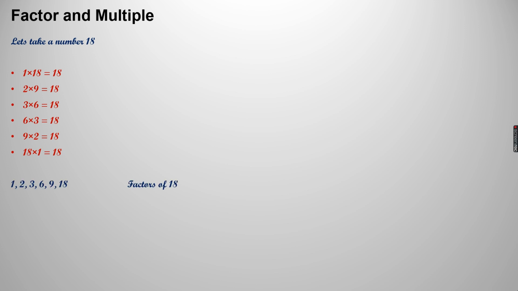Now, what is a factor? Let's take an example of number 18. You can write 18 as 1 into 18, that's equal to 18. You can say 2 into 9 is 18, 3 into 6 is 18, 6 into 3 is 18, 9 into 2 is equal to 18, and 18 into 1 is equal to 18. So all of these numbers 1, 2, 3, 6, 9, and 18, these are all the factors of 18. Now, conversely, we can also say that 18 is a multiple of all of these factors.